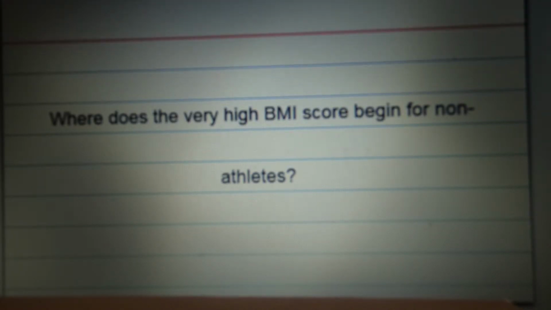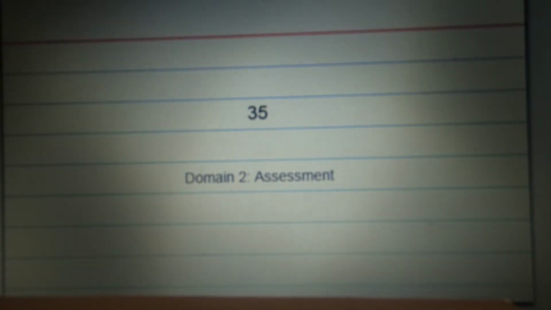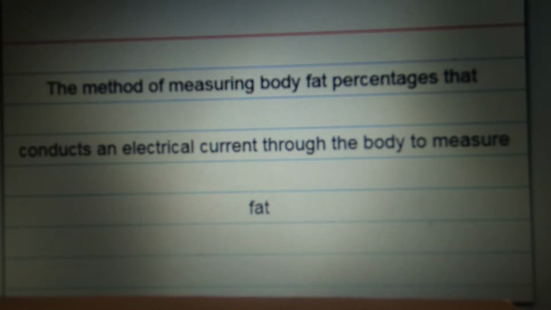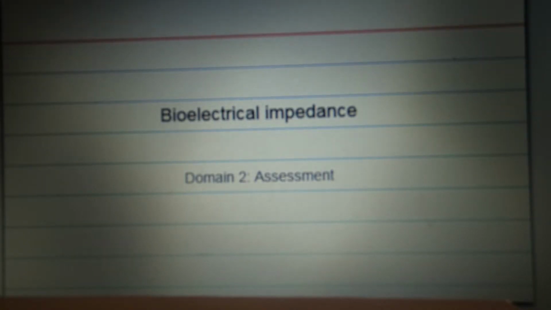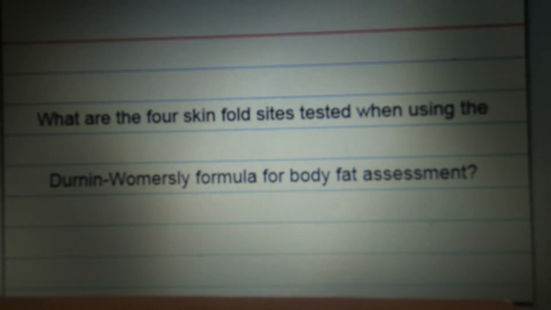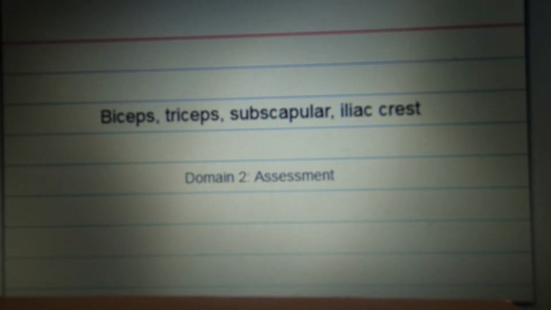Where does the very high BMI score begin for non-athletes? 35. The method of measuring body fat percentage that conducts an electrical current through the body to measure body fat. Bioelectrical impedance. What are the 4 skin fold sites tested when using the Durnin-Womersley formula for body fat assessment? Biceps, triceps, subscapular, iliac crest.